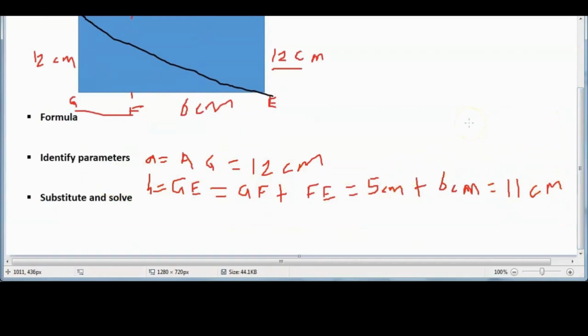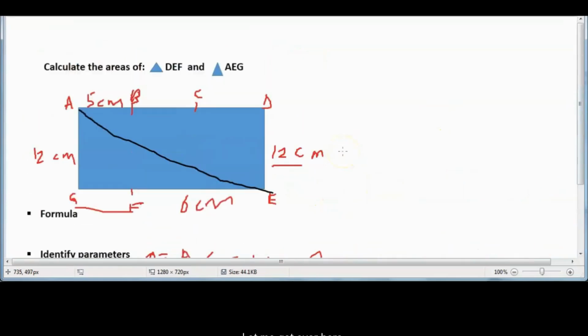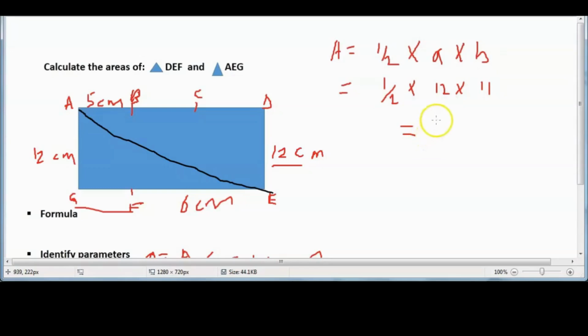Substituting this into the equation, we'll have initially, A equals to half times A times B, which will translate to half times 12 times 11. That's 66 centimeters square.